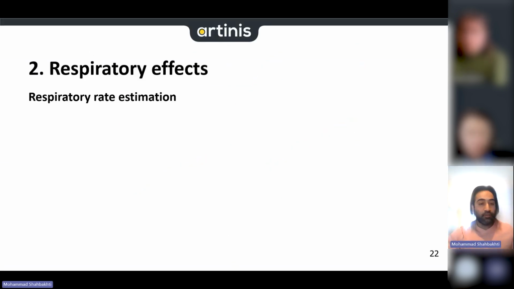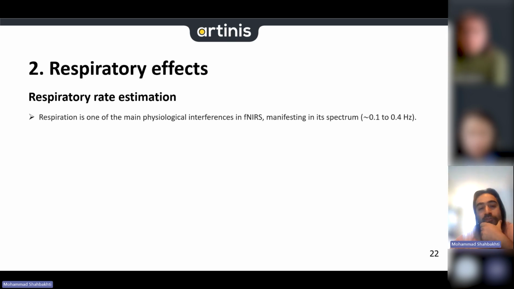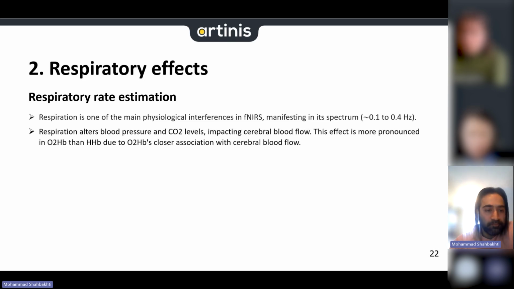About the second topic, it's going to be respiratory rate estimation. Respiration is one of the main physiological noises in NIRS, which manifests itself in the spectrum of the data from 0.1 to 0.4. Respiration also affects blood pressure and CO2 level, which impacts the cerebral blood flow. This effect is expected to be more pronounced in O2HP than HHP, because O2HP has a closer association with cerebral blood flow.